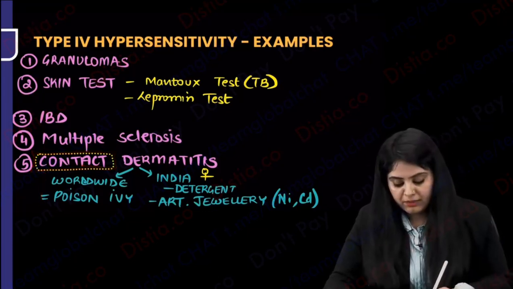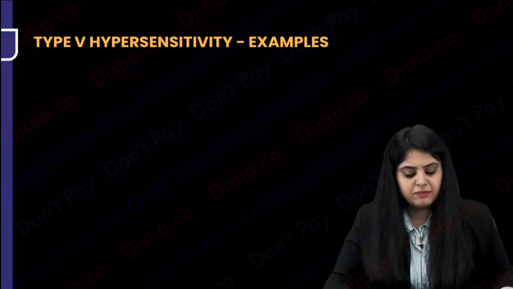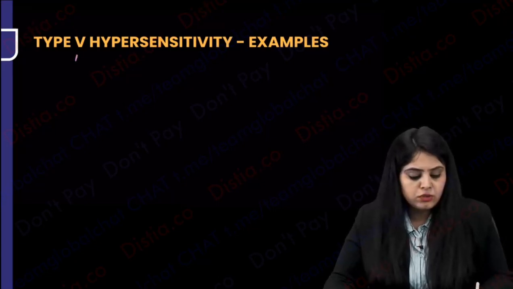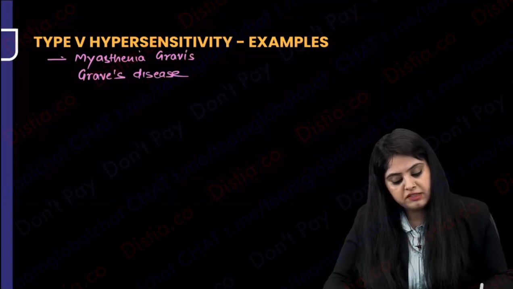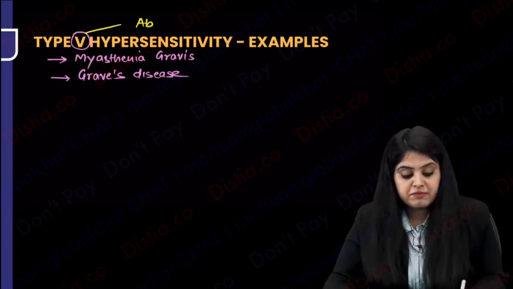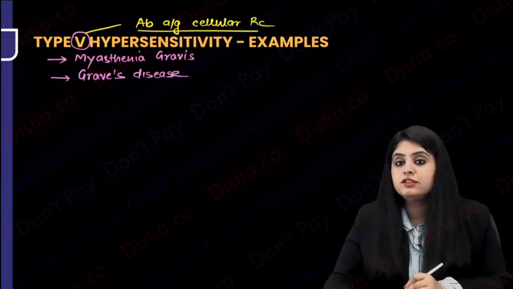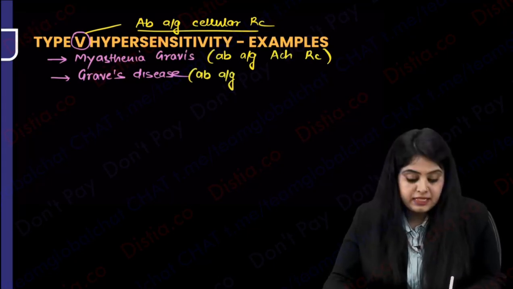Am I done with all the 4 hypersensitivities, and do I need to revise type 5 with you? I don't think so. You know type 5 hypersensitivity. I told you there were 2 grave things that were going to come under it: myasthenia gravis and Graves' disease. Both the grave things will fall under type 5. This we've already studied. What is type 5? When there are antibodies against cellular receptors. In myasthenia gravis, there were antibodies against acetylcholine receptors. In Graves' disease, there were antibodies against the TSH receptors.